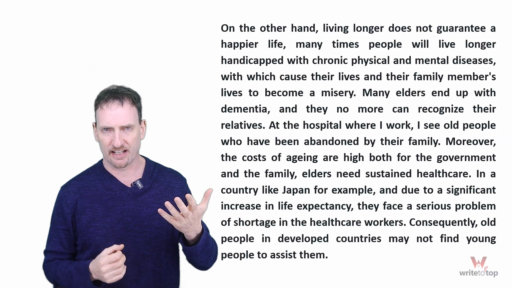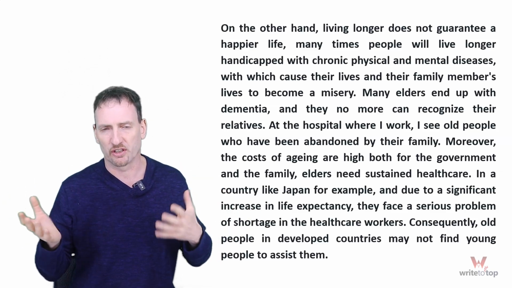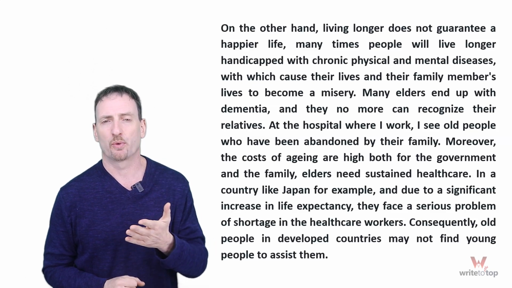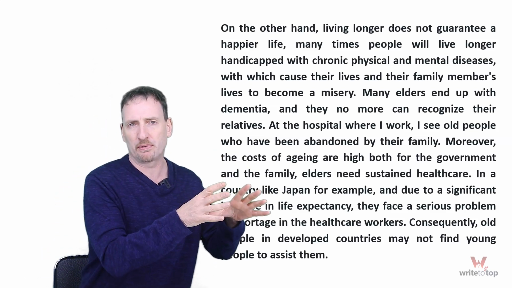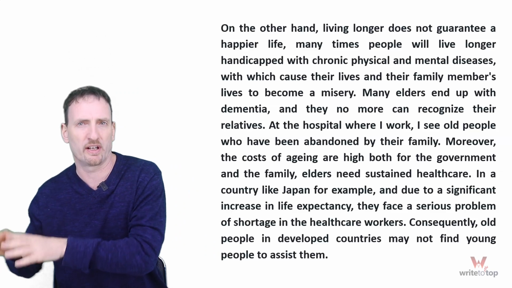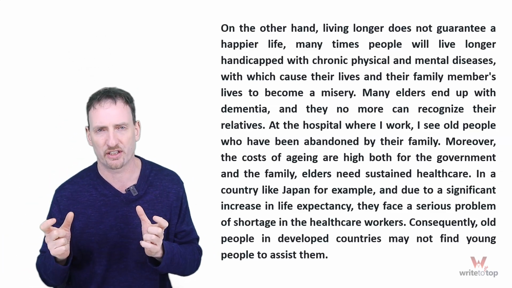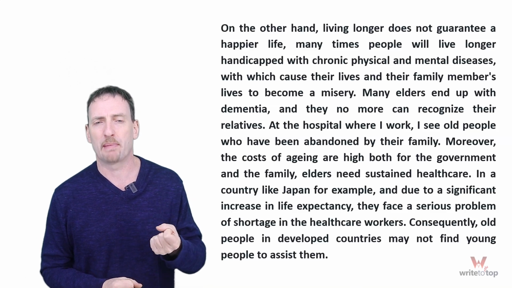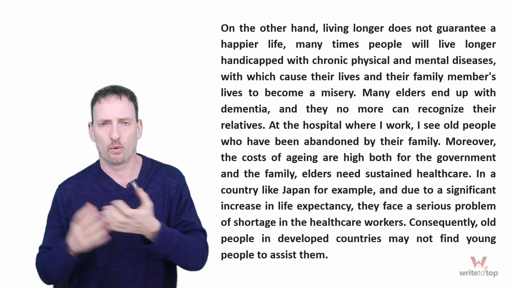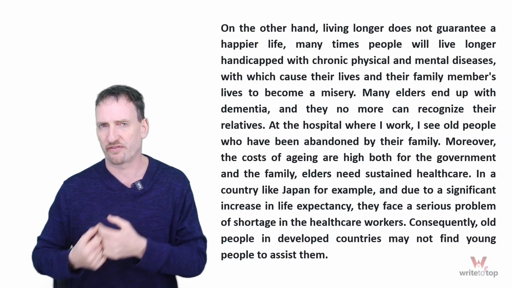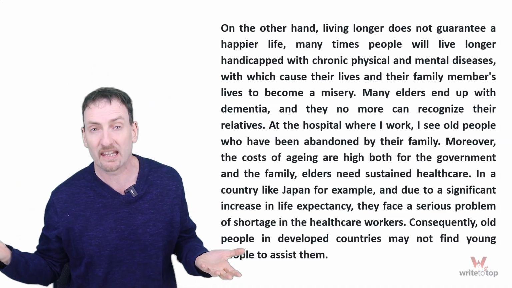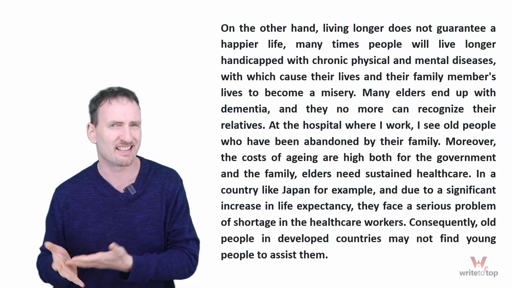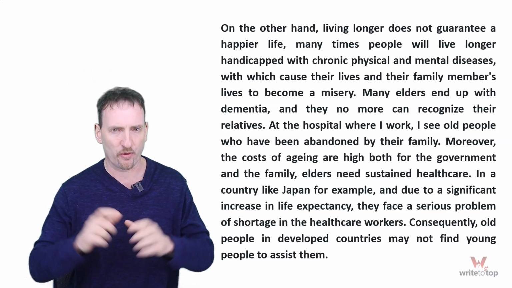And they can't recognize relatives. Okay, I'm not really sure what the point here is. At the hospital where I work. Okay, so you went from people with dementia to working in a hospital. I don't see the connection here. You've already lost focus. I see old people who have been abandoned by their family. Why? Because of dementia, or because of physical illness, or because they just don't like them? Again, don't assume the reader will make these connections for you. Make them for the reader.